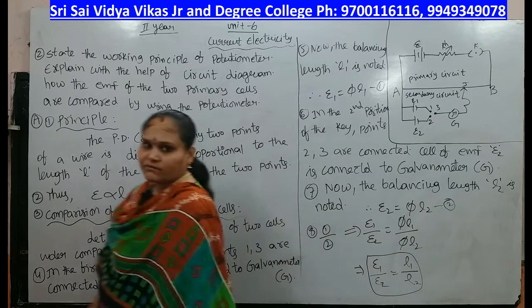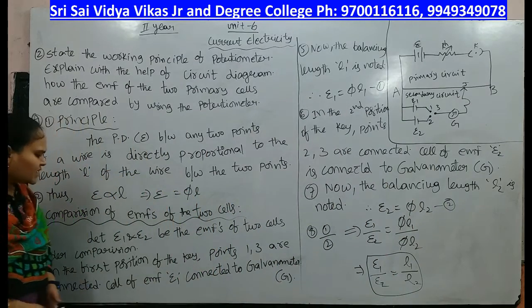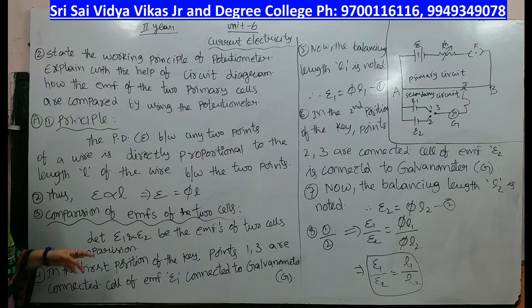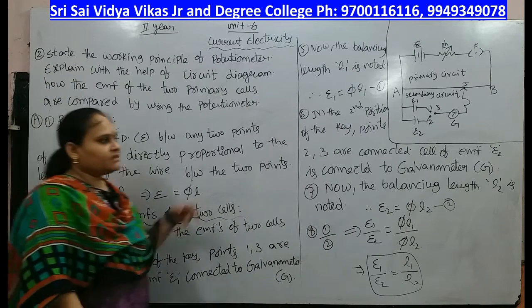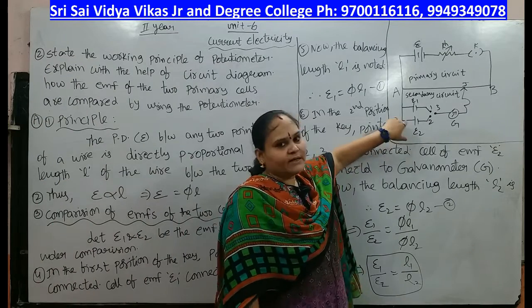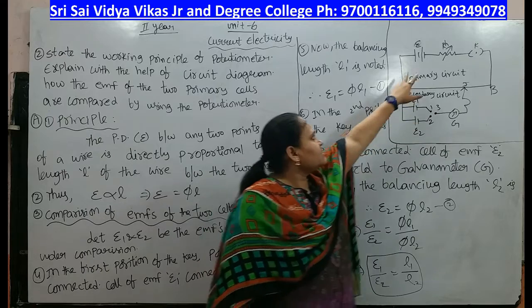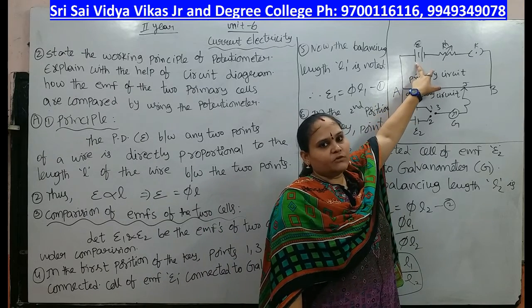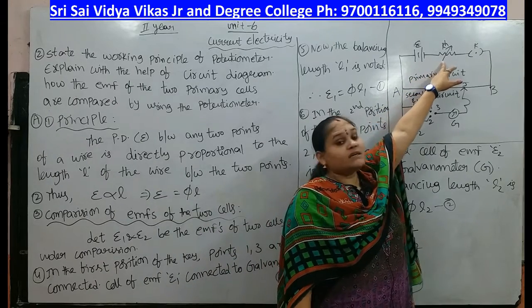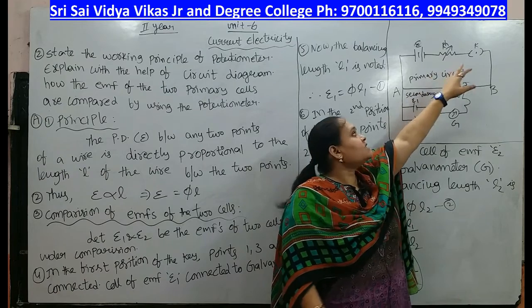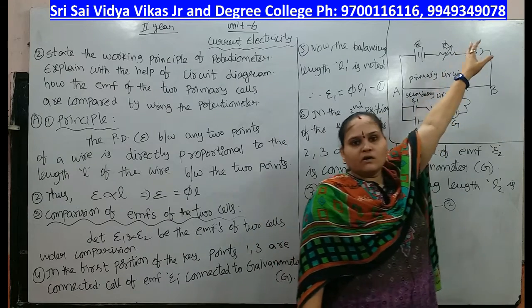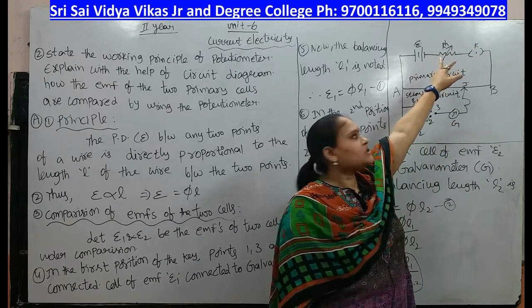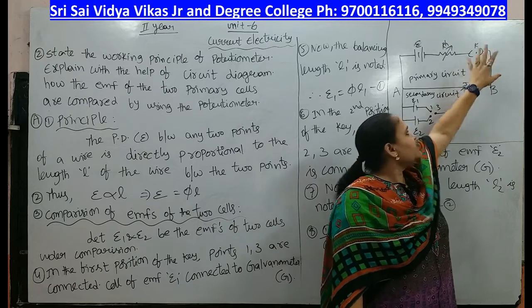Now the comparison of EMFs of two cells. For this purpose, firstly we draw the circuit. This is the circuit diagram, observe it. We take the potential epsilon, and this is the rheostat. RH indicates the rheostat, not a resistor. And this is the key.